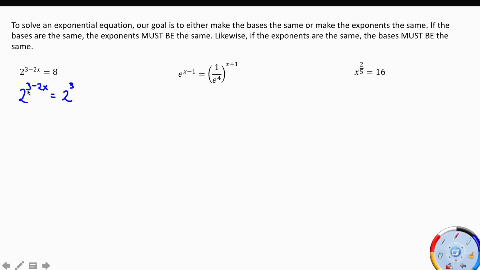Now, once I have 2 to some power equals 2 to this power, the only way that can happen is if these things are exactly the same, right? So I can pull that out and say, oh, 3 minus 2x has to equal 3, and solve a very simple linear equation. So x must be 0. And yes, if we plug that in, we get 2 cubed equals 8.